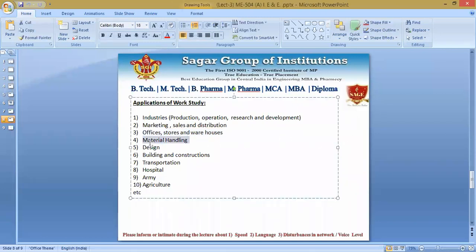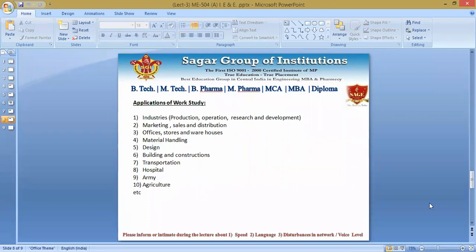Then comes the material handling. This material handling also has an application of work study. Design department also has. Then building construction, then transportation, even hospitals, army, agriculture, many of the fields we can apply this basic of work study. So these were the fields where we can apply work study basics.